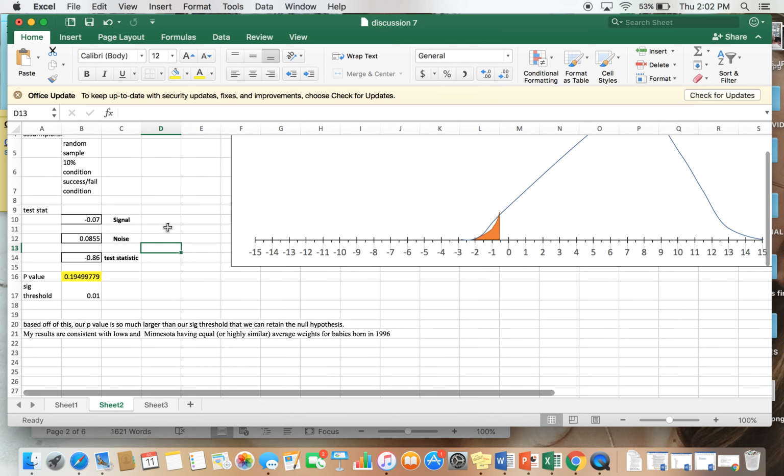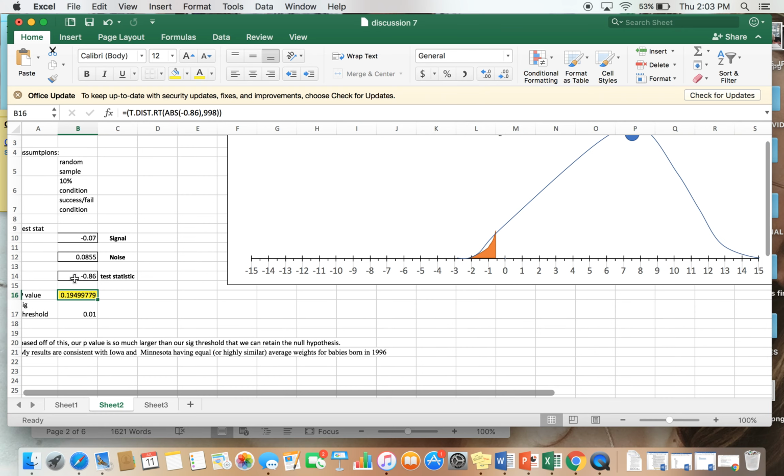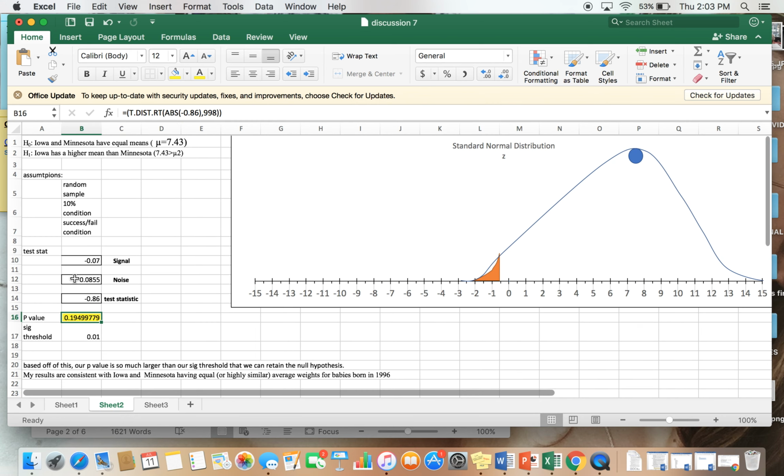The next thing that we have to do is calculate our test statistic, which we already had the lovely data for, so we didn't have to do that calculation, but we took the signal and the noise to get this test statistic of negative 0.86. From there, taking this negative value, we plugged it into our p-value equation, which was also nicely provided for us, and that would turn us out to our p-value of 0.19. Right over here.